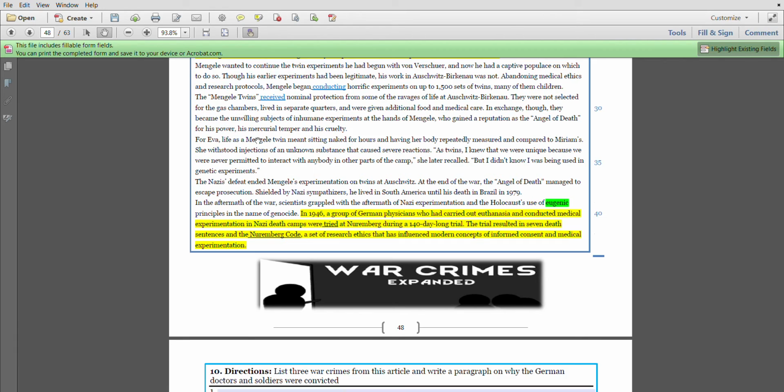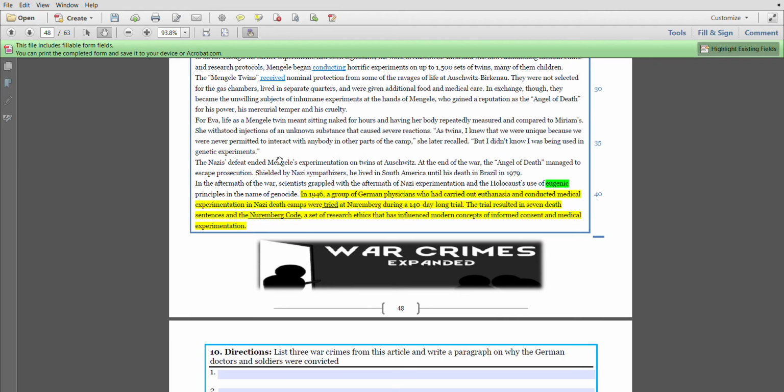For Eva, life as a Mengele twin meant sitting naked for hours and having her body repeatedly measured and compared to Miriam's. She withstood injections of an unknown substance that caused severe reactions. "As twins, I knew that we were unique because we were never permitted to interact with anybody in other parts of the camp," she later recalled, "but I didn't know I was being used in genetic experiments." The Nazis' defeat ended Mengele's experimentation on twins at Auschwitz. At the end of the war, the Angel of Death managed to escape prosecution. Shielded by Nazi sympathizers, he lived in South America until his death in Brazil in 1979.